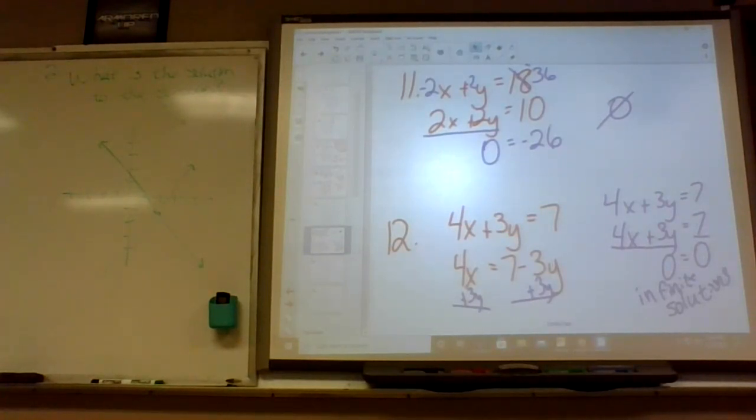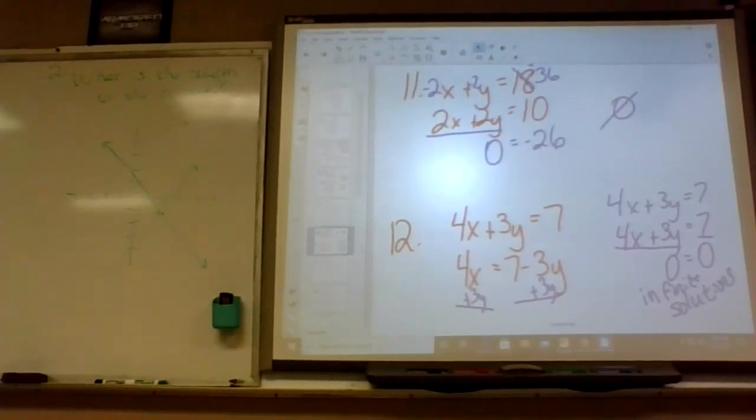11 is the sum of, what does sum mean? What are we adding? Twice the number and 3 times the second number.